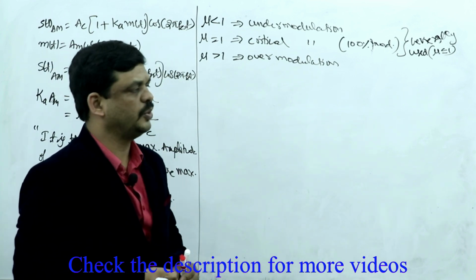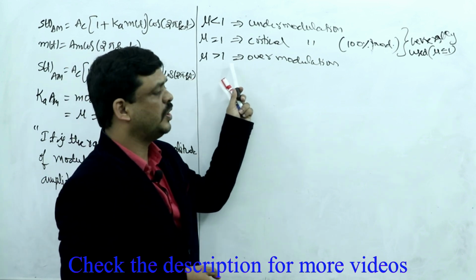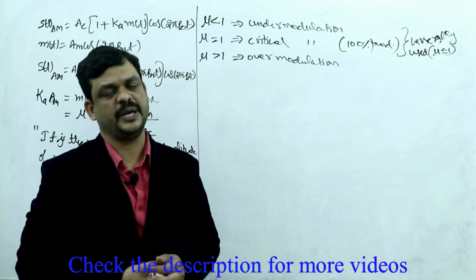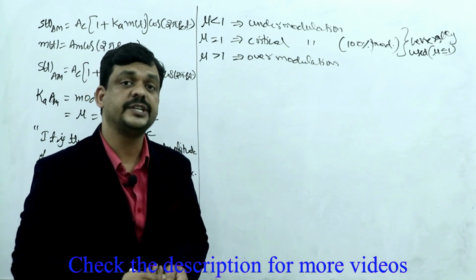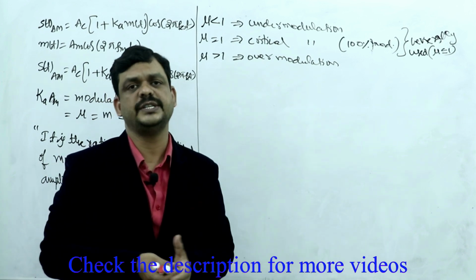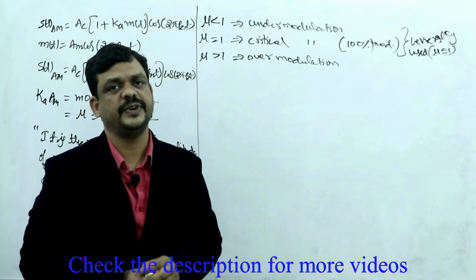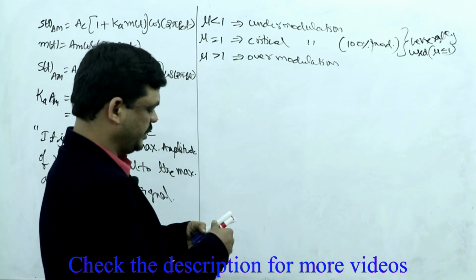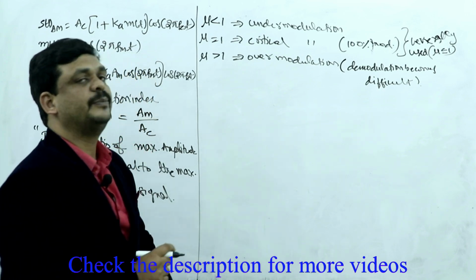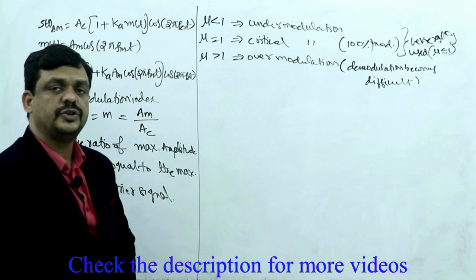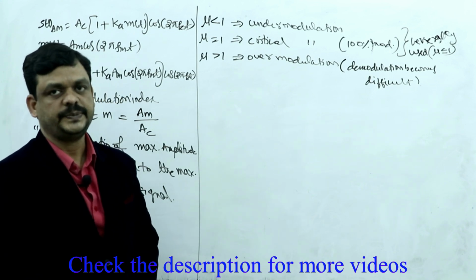but that is not used, because if it follows greater than 1, or over modulation, the demodulation process becomes very difficult. Demodulation means again we have to convert these high frequency signals into low frequency signals. That process becomes very complex. That's why this is not used. In over modulation, the demodulation process becomes very difficult. Generally the preferable mu value should be less than or equal to 1.